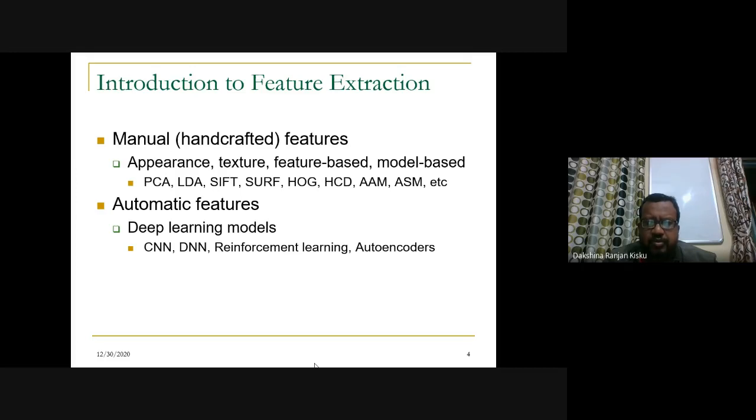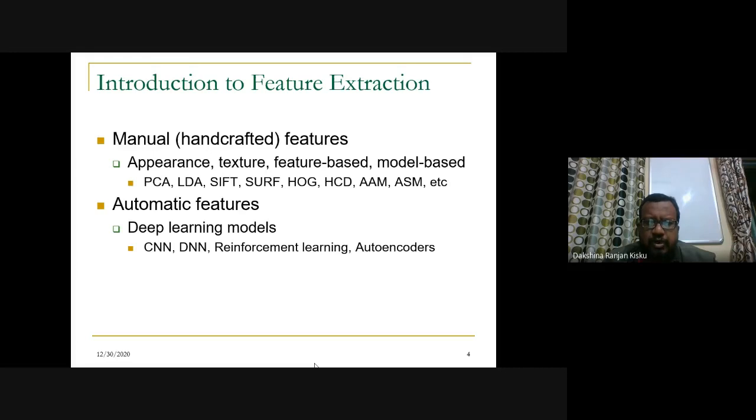Okay, so when we run this algorithm, we need to provide some explicit data or configuration information so that the algorithm, the manual or handcrafted feature extraction technique, can be run successfully. Here we can have the appearance based method, texture based method, feature based method, and model based method. Here we can see some examples that belong to these approaches.